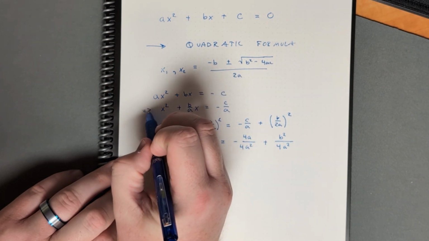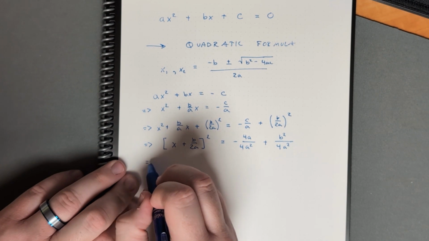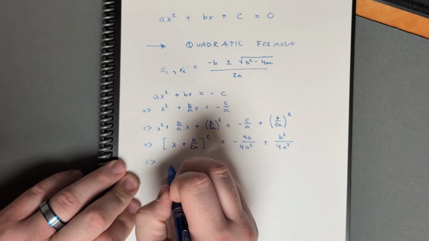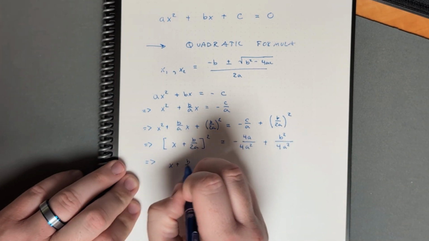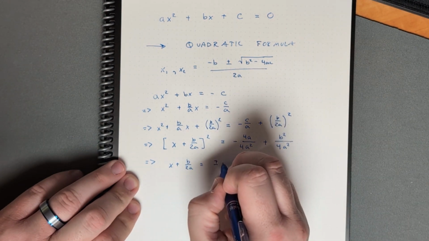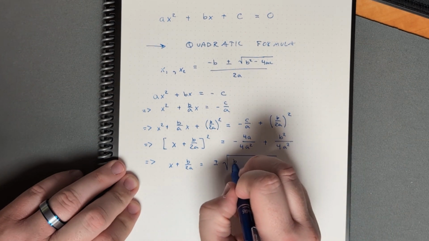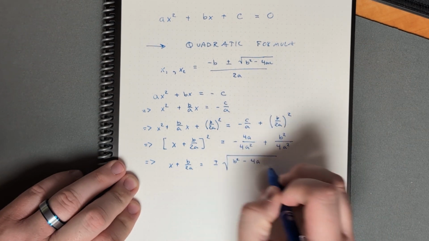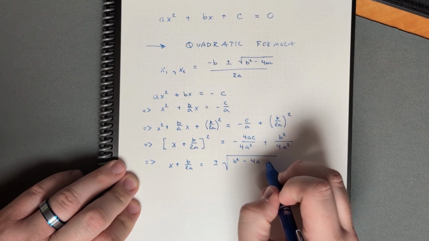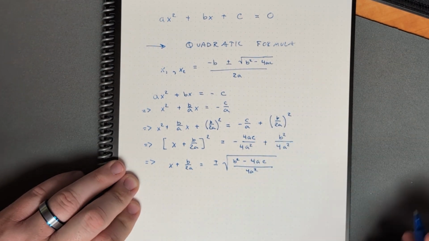Now with the left-hand side completed, oops, can't forget all of those implications. Now with the left-hand side square completed, go ahead and take the square root of the left and right-hand sides. So we'll have plus or minus the square root of b squared minus 4ac, oops, I had forgotten a c, all over the common denominator 4a squared.